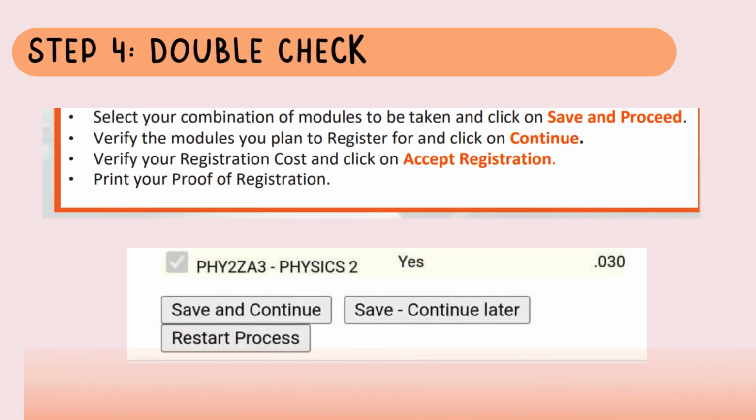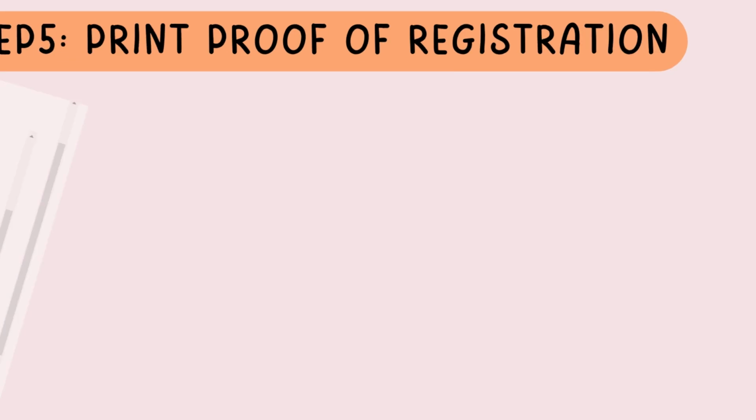Step 4 would be to double check the modules that you have selected. Sometimes an error can occur, and this is usually due to incompatible module choices. This error, however, thankfully, is usually followed with instructions that you will need to follow in order to clear it. If everything is in order, you will then click Save and Continue.